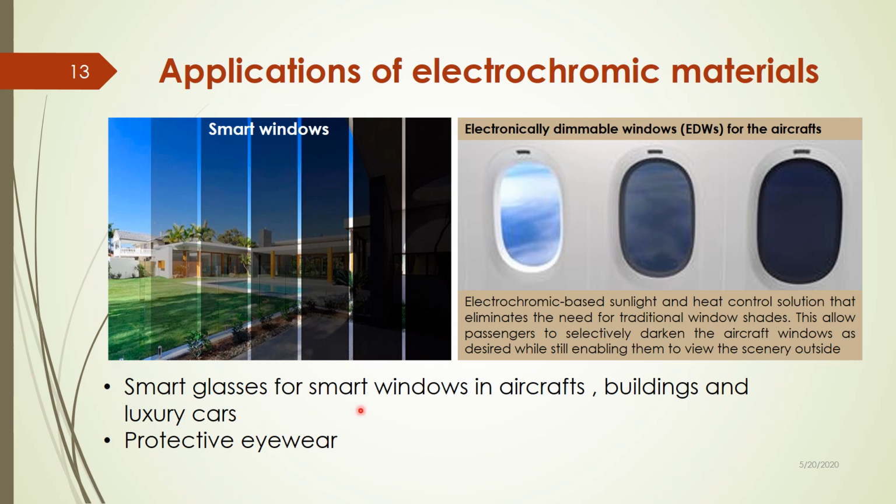This type of smart window in aircraft is known as electronically dimmable windows, or EDW, which eliminates the need for traditional window shades in aircraft. This type of window allows the passengers to selectively darken the aircraft windows as they desire.